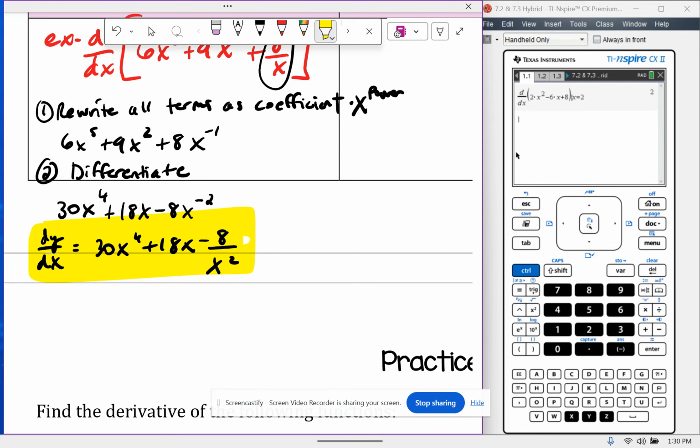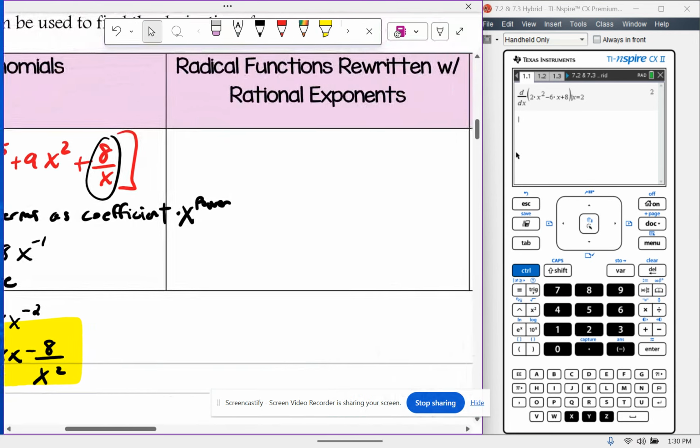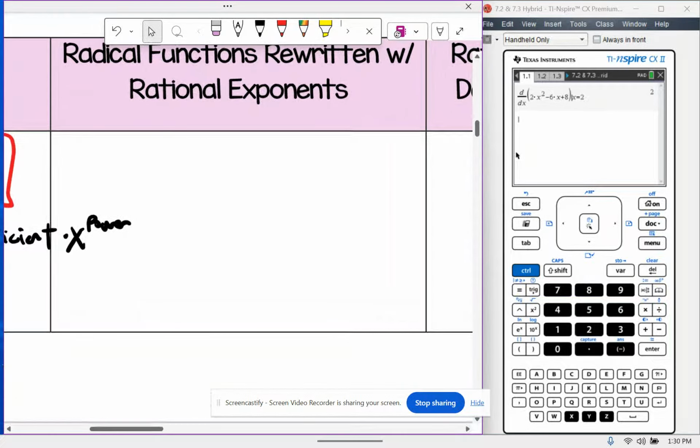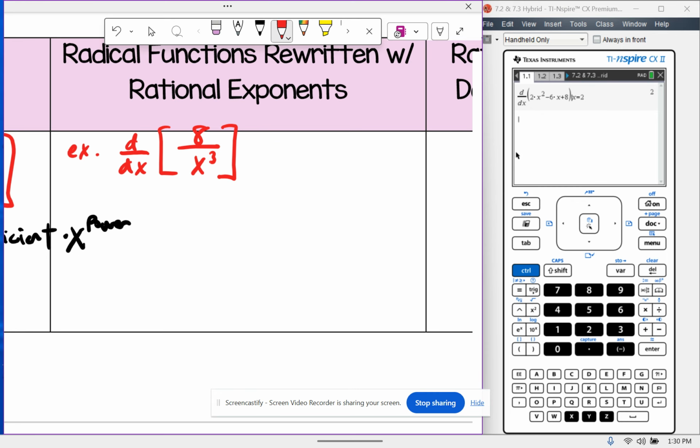There are other ways that you would want to use the power rule, but they all kind of anchor into the same idea. You want to rewrite it as coefficient x to a power. So if you had another example that looked like this, take the derivative of 8 over x cubed. Now in this category, we are calling them radical functions rewritten with rational exponents. So this lumps radicals in there, but in this case, we're going to turn this into a negative exponent, okay? So it's basically just you practicing rewriting weird looking things as coefficient x to a power, okay?